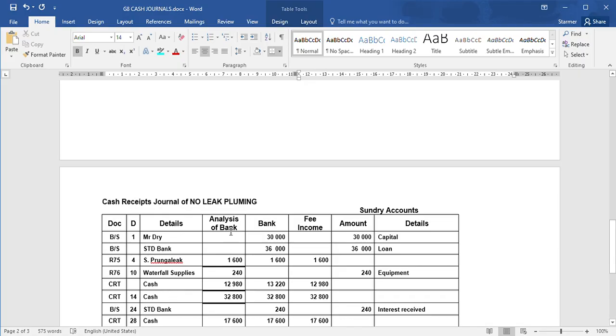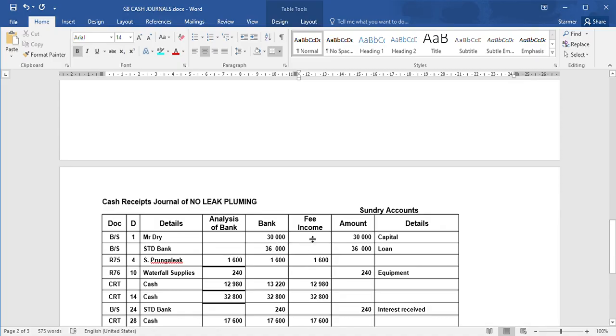Then we have something called analysis of bank. This column is only used if the person paying you comes into the business and gives you the money. So if the money comes into the business first, it gets recorded under analysis of bank. And then at the end of every day, you are going to deposit the money into your bank account. The bank column, if something doesn't come into the business first, so someone transfers money directly into your bank account, then it goes straight into bank and not into analysis first.